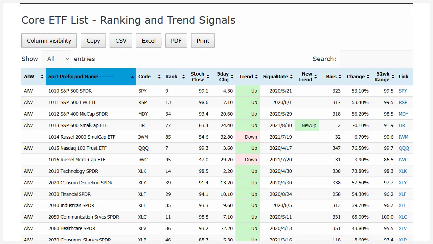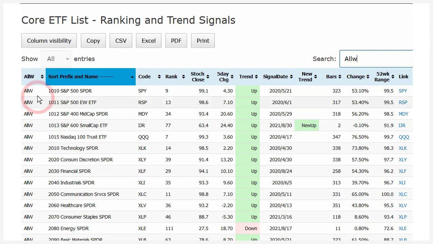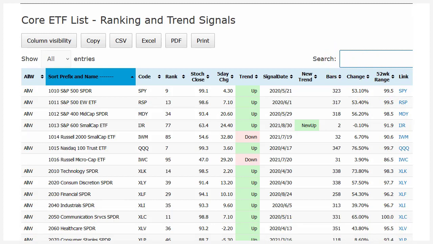And I've got two groups of ETFs. I've got a core list, which is 125 plus ETFs. And I've got what I call an all-weather list. And so if I just do all-weather list, then I only see the all-weather ETFs. And that's 50 ETFs, a very concentrated universe of ETFs that I use to run a strategy. But we'll just look at all of the ETFs right now.